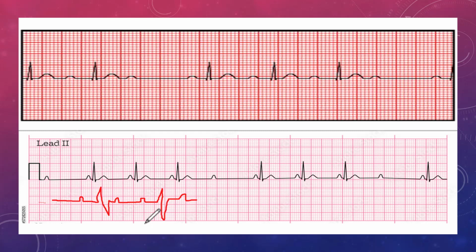And for those of you who are going to maybe at some point write your ACLS or go further in medical and cardiac studies, Mobitz type 1 and Mobitz type 2 is a very, very common question.